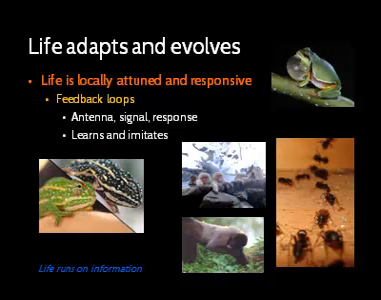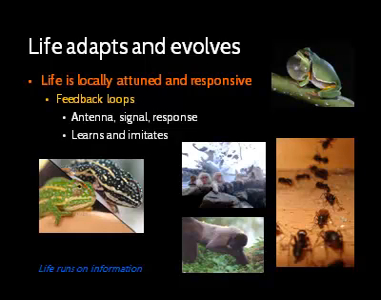Okay, so this first one is that life is locally attuned and responsive. We know that life adapts and evolves, and this is a fundamental principle because the conditions on Earth are always changing in dynamic non-equilibrium. So organisms, individually and collectively, must be able to adapt and evolve in order to survive. So how do organisms adapt and evolve? The first of the 3 strategies is that they have to be locally attuned and responsive.